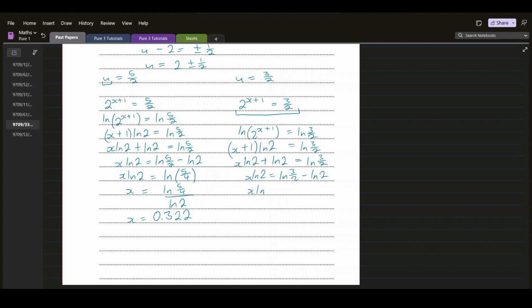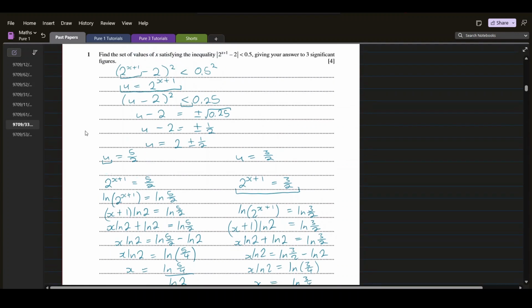So x ln 2, let's combine the two logarithms. So that's ln of 3 over 2 divided by 2, so that's ln 3 over 4. And now let's divide both sides by ln 2. So ln 3 over 4 over ln 2. And if we punch this into a calculator, that's ln 3 over 4 divided by ln 2. That gives us negative 0.415.